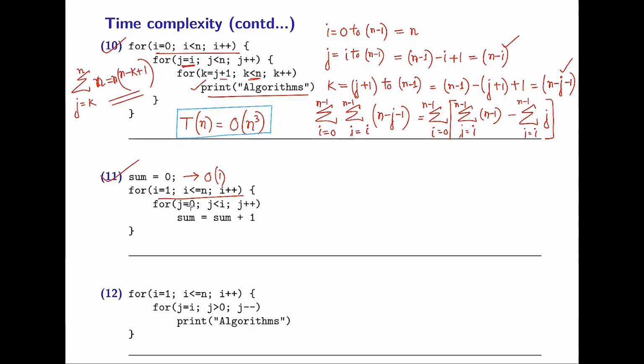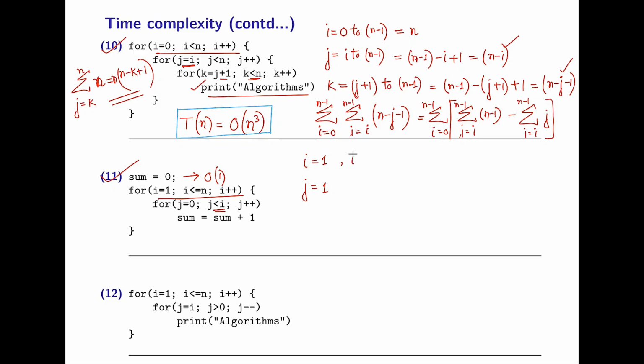But in this one, j equal to 0, here you see, there is a dependency. J is less than i. It is not in terms of n. So we need to analyze. So i equal to 1. When i equal to 1, how many times is j going to execute? j equal to 0 to less than i. So when i is 1, less than 1 means from 0 to 0, 1 time, right?